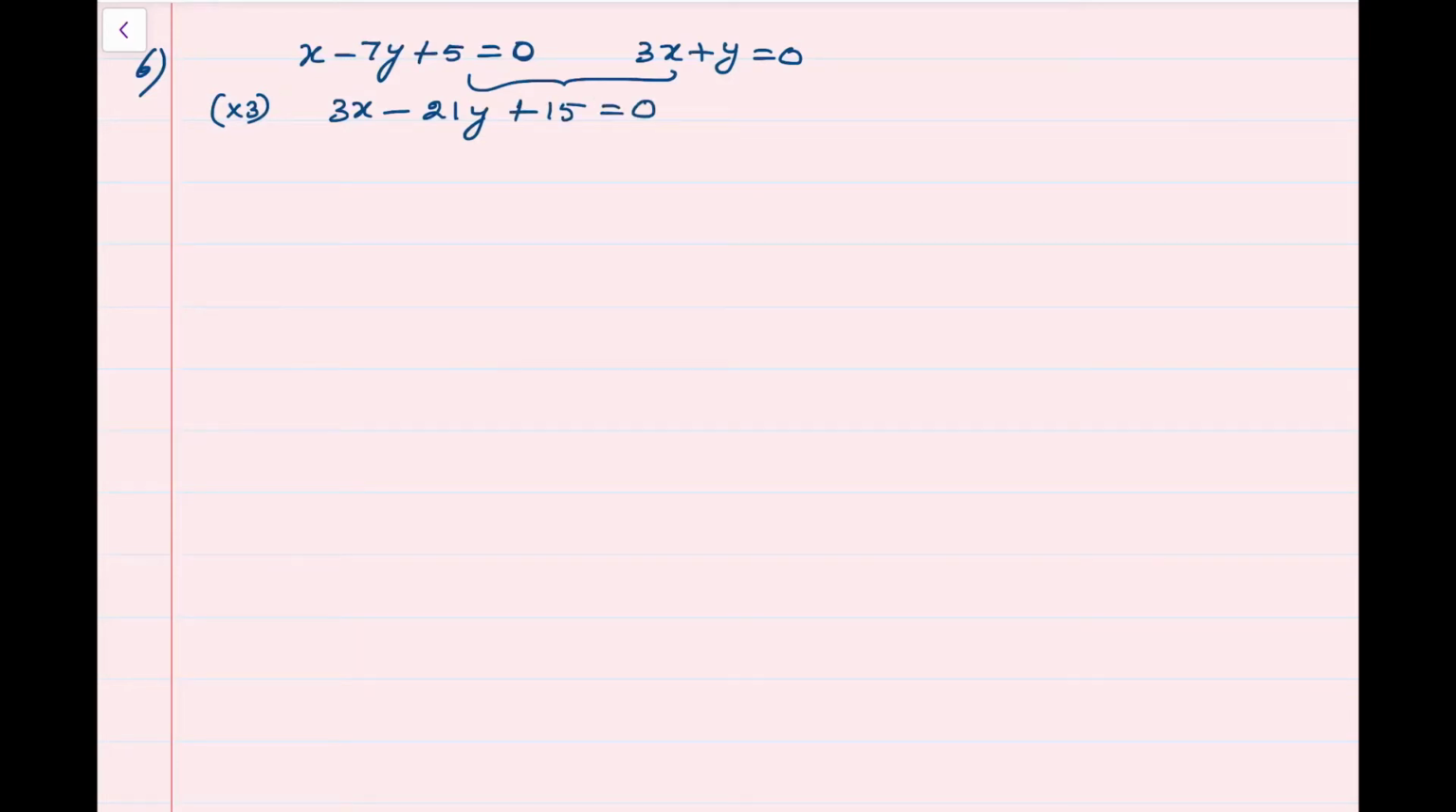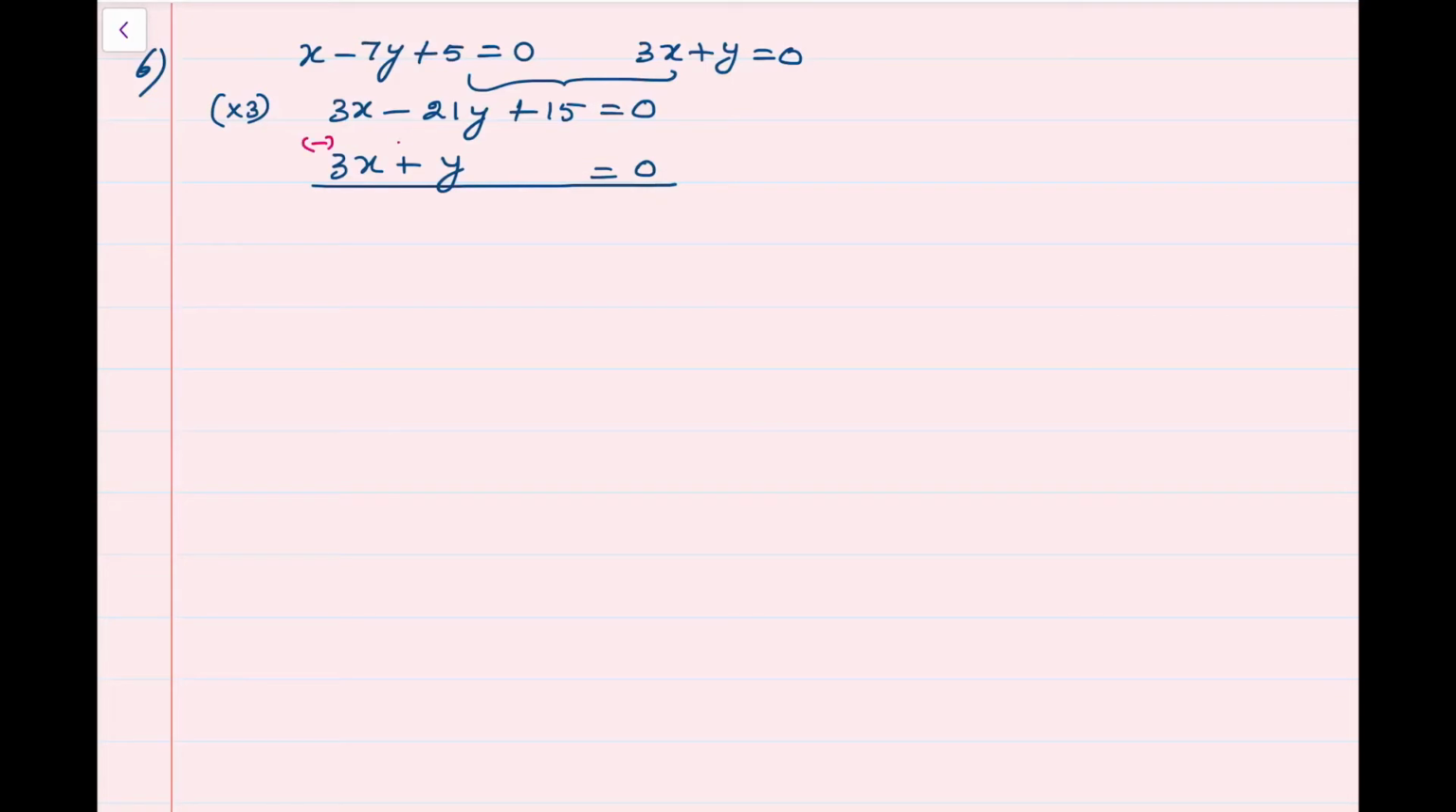Question 6. Find the equation of the line parallel to y-axis and drawn through the point of intersection of the lines x minus 7y plus 5 equal to 0 and 3x plus y equal to 0. We will first solve these two equations and find the point of intersection. We will multiply the first equation by 3. 3x minus 21y plus 15 is 0. And the second equation is 3x plus y equal to 0.